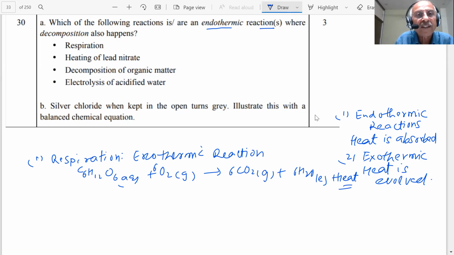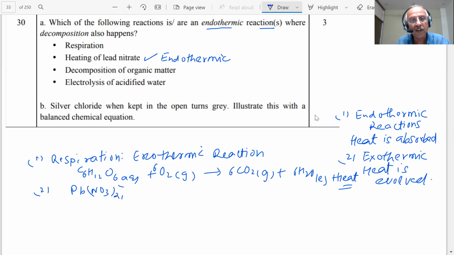Heating of lead nitrate is an endothermic reaction, students. Lead nitrate, Pb(NO3)2, is a solid. When you heat it, it will absorb heat, and it will decompose into lead oxide, which is a solid.